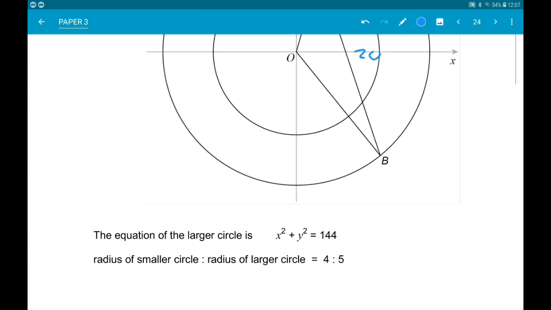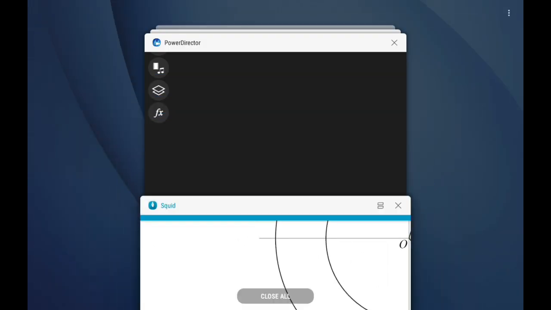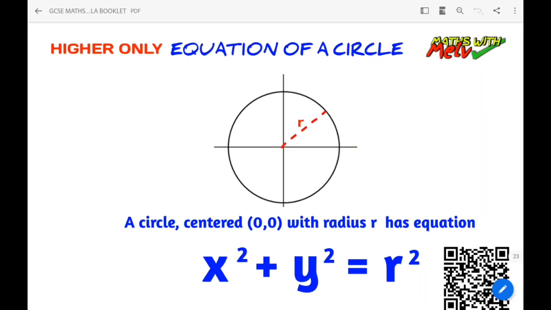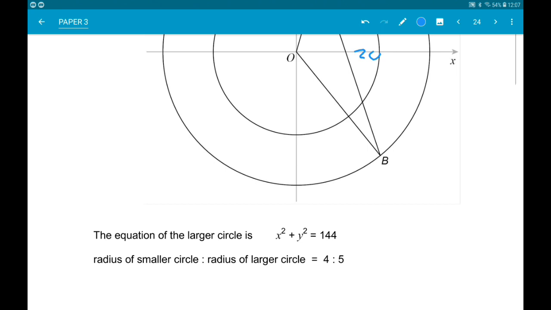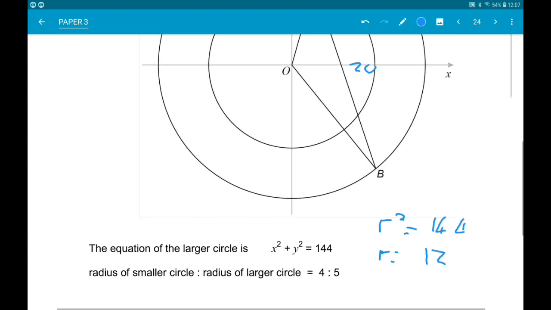So, to do that, we're going to need to work out the other two lengths of this triangle. First up, the equation of a circle centered at the origin is x squared plus y squared equals the radius squared. So for the larger circle, r squared is 144, so the radius is 12. So OB is 12.